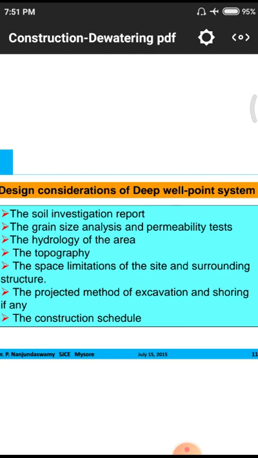Next one is the hydrology of the area. Normally the hydrology of the area has to be discussed with the geologists. Why? Because all that data is held by the geologist. Hydrology means at what depth the water table is located. Is it a saturated zone or an unsaturated zone? All those things come under the hydrology conditions.